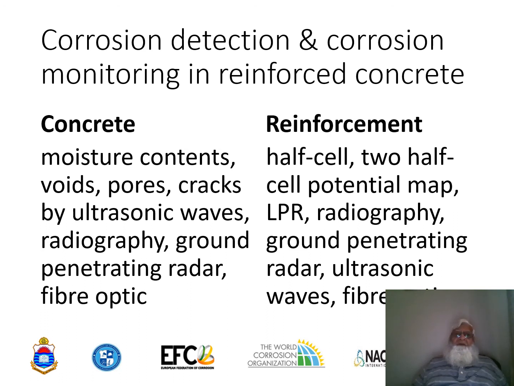For the reinforcement, generally there are half cell potential surveys and two half cell potential drop methods. One, the half cell, means a single cell, which is called the close interval potential survey, and the other one is called the direct current voltage gradient survey. If done and plotted in the form of a map, it's quite easy to find out the likelihood of corrosion and the location of the corrosion.